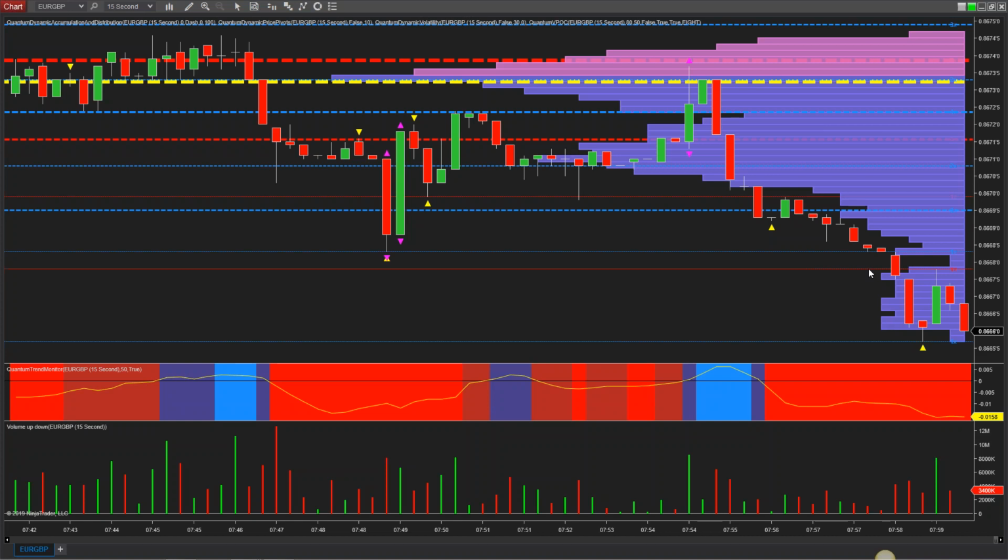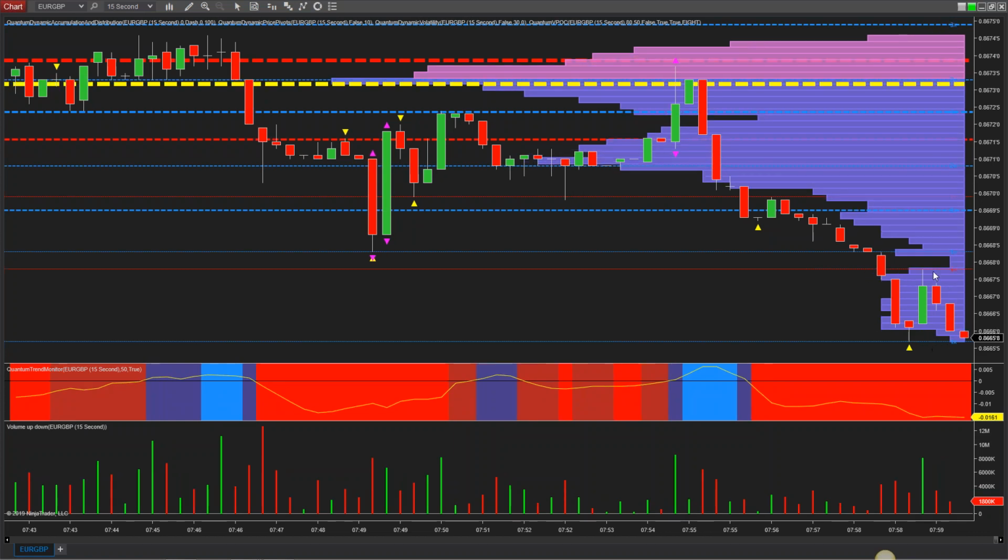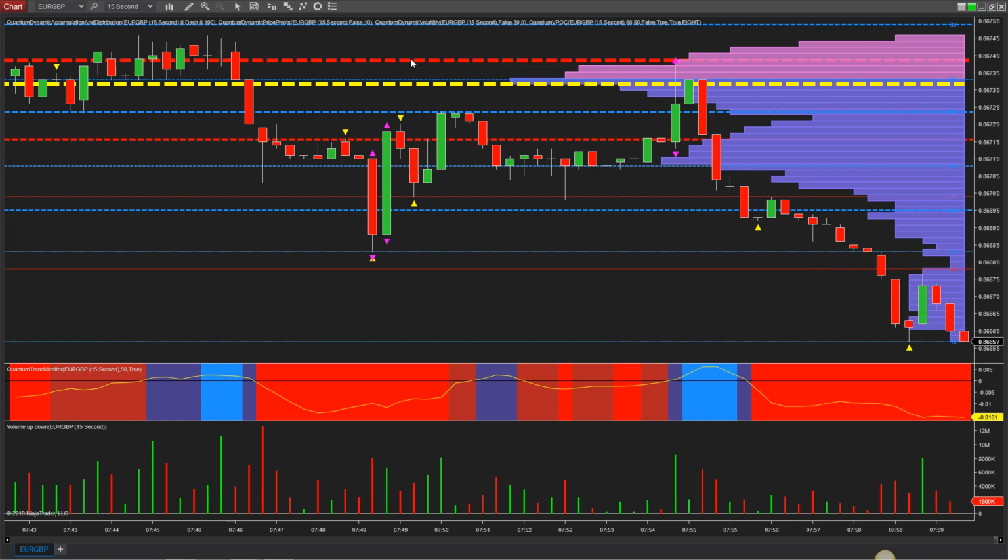These levels here are very lightweight. They've only been tested once, and therefore they're going to have a relatively minor impact. Levels such as this are pretty major. They're very strong. This red line here, you can see how strong it is. A very strong region. Once you test those levels, then that's going to cause a market to pause at the very least.